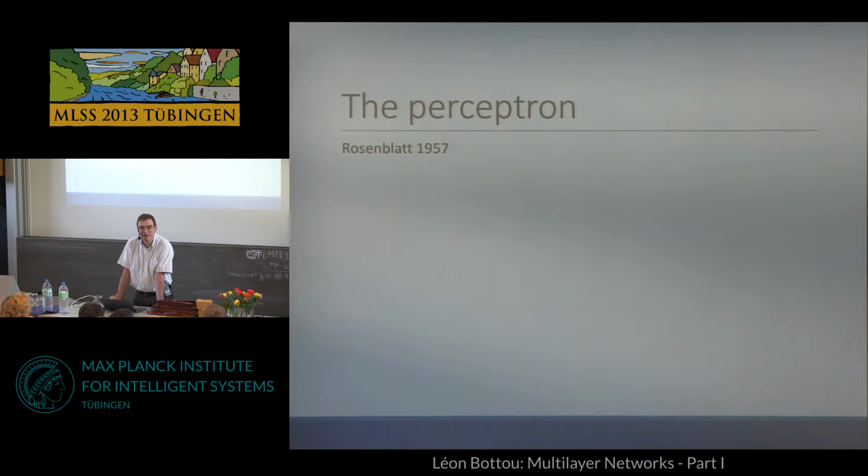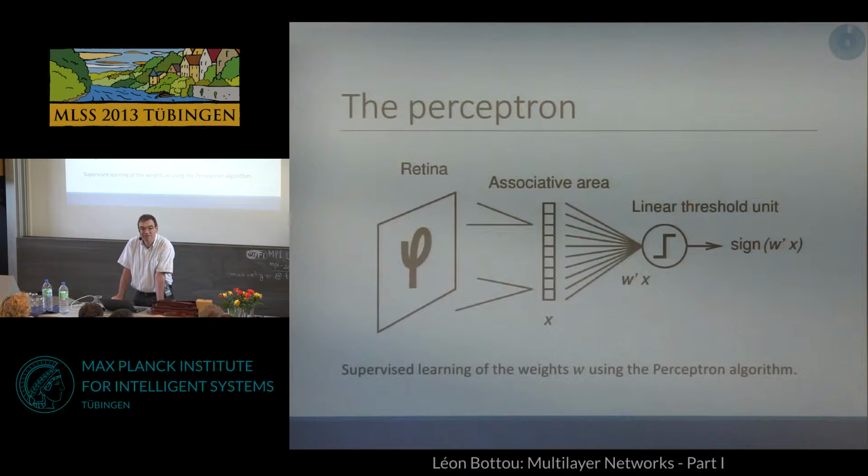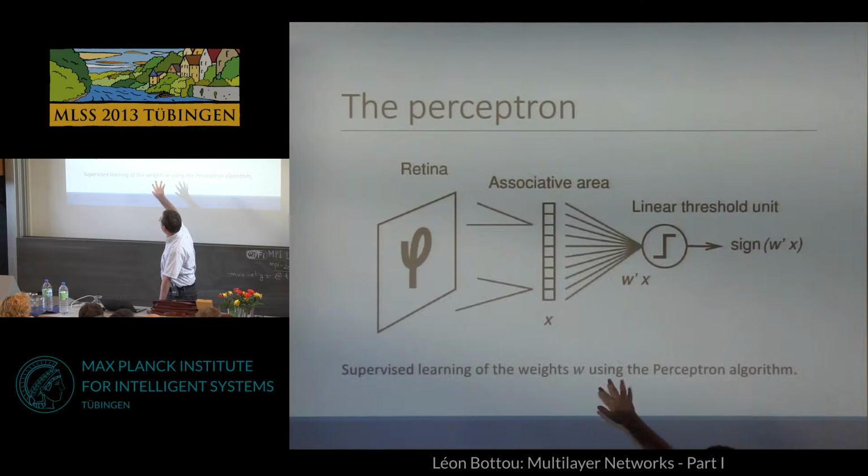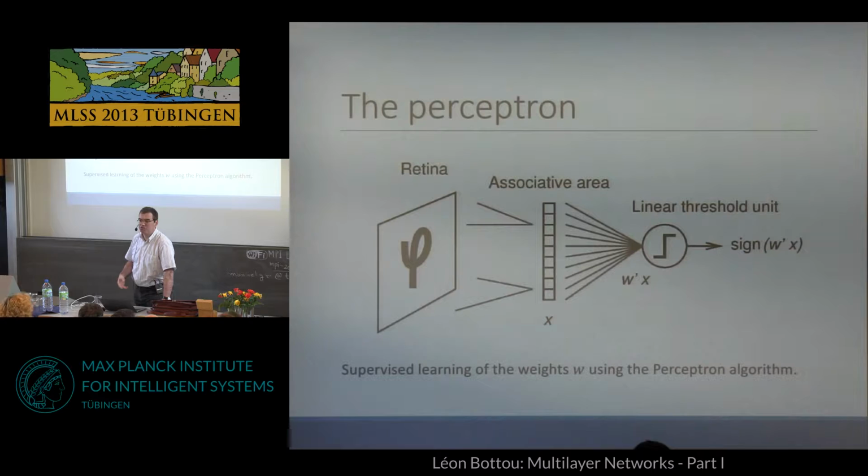And in fact, if you look at the perceptron, this is a classical drawing of the perceptron, where you have a kind of retina. There is an associative area, which is plenty of things that are never very well described. Then you have the single neuron with the linear threshold units, and there is supervised learning of the weights using the perceptron algorithm, which is basically every time you make a mistake, you add your example to the weights with a polarity that depends on that of the mistake.